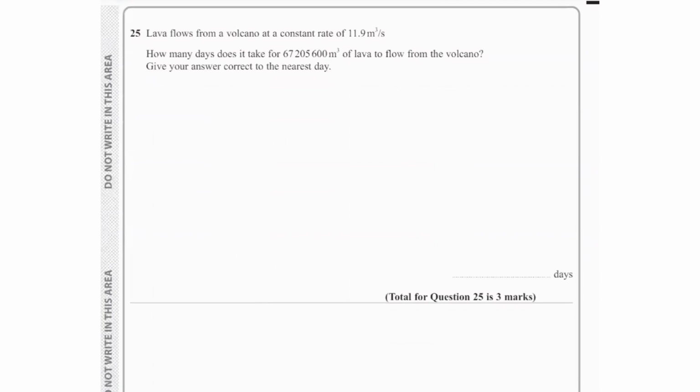Question 25 says, lava flows from a volcano at a rate of 11.9 meters per second. How many days does it take for 67,205,600 cubic meters of lava to flow from the volcano? Give your answer correct to the nearest day. In this case, we know that 11.9 equals the volume of the lava divided by the time it takes.